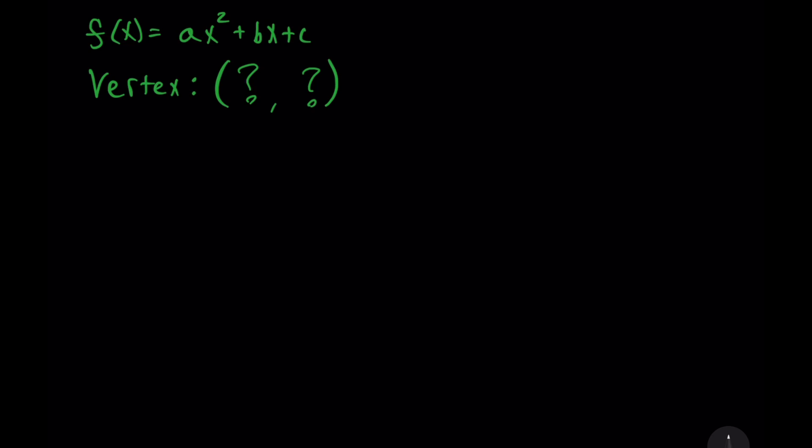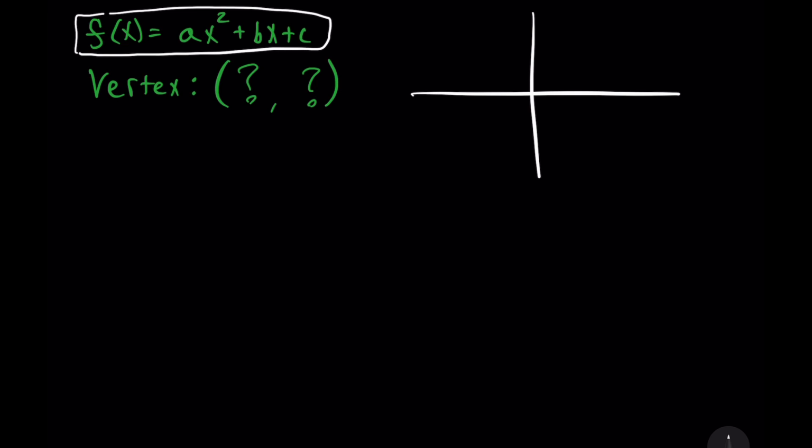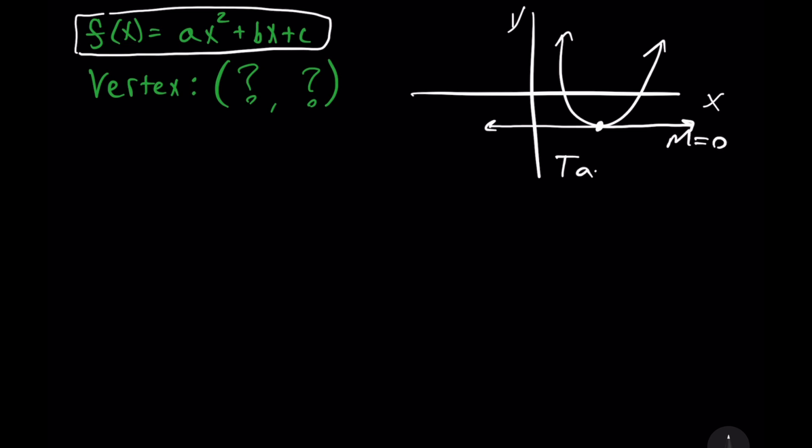So if we have the general parabola f of x is equal to ax squared plus bx plus c, and we have our Cartesian coordinate plane, the x-axis, the y-axis, we have some general parabola. The question is, how do we find that vertex? But notice that the tangent line through that vertex must have a slope of 0.